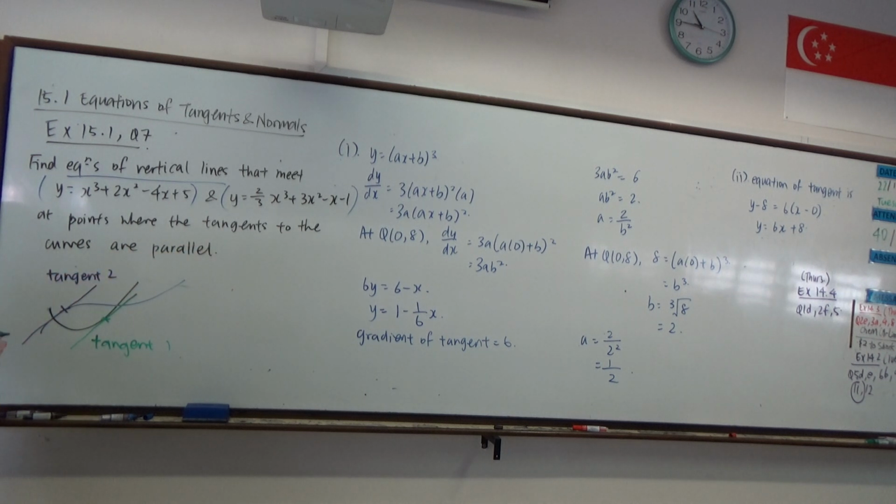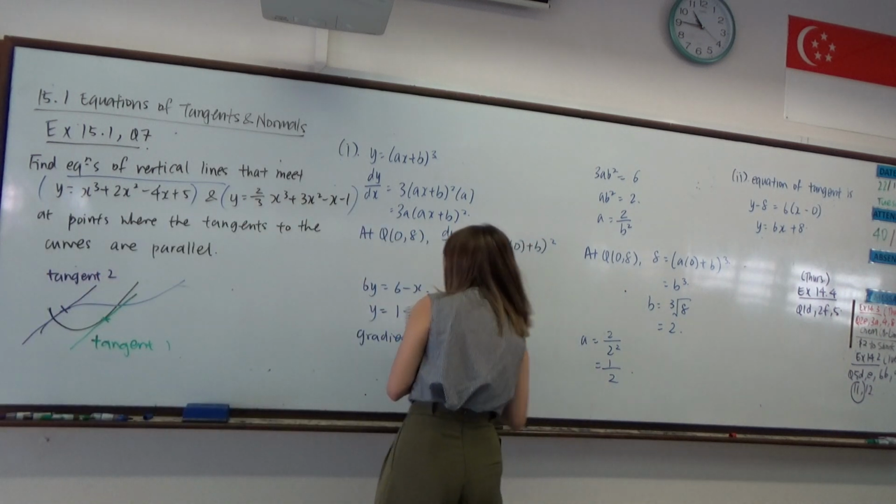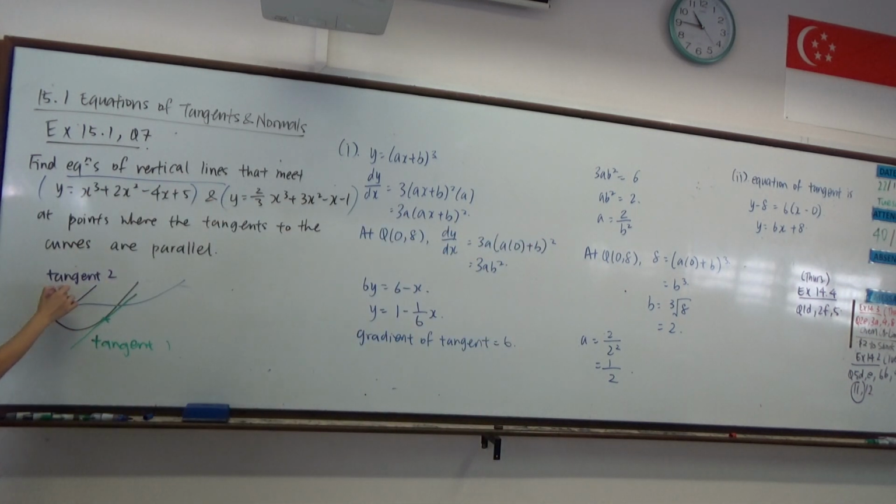So the vertical line that we're looking at is like that. We need to find the equation of a vertical line. x equals to something, right? So this is what we're trying to find. Essentially we're trying to find the x coordinate of the place where the tangent meets the curve.